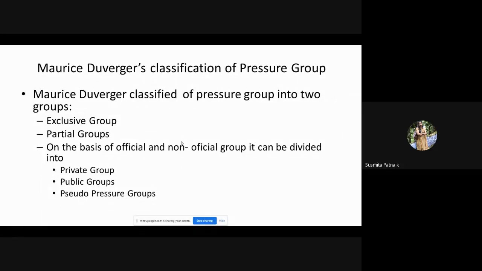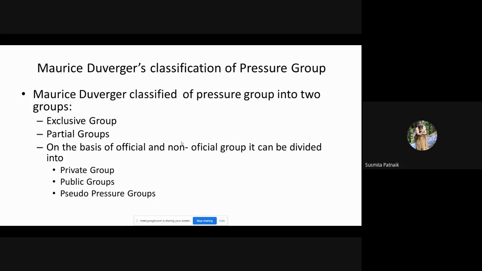Similarly, on the basis of his second question, whether the pressure group is an official or non-official group, it can again be divided into three types: private groups, public groups, and pseudo pressure groups. Private groups means what? The members are non-officials. The members are totally non-official. Public groups means what? The members are officials. Pseudo pressure groups means what?